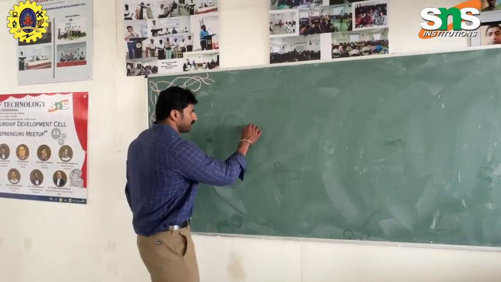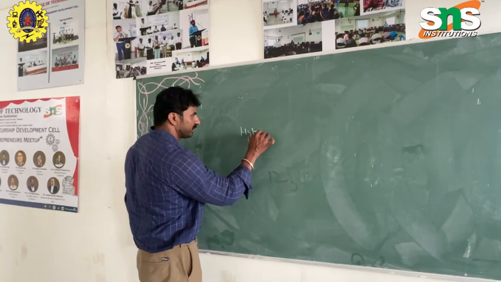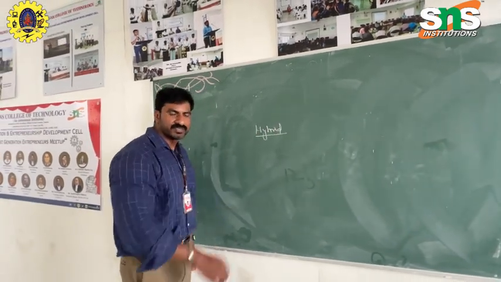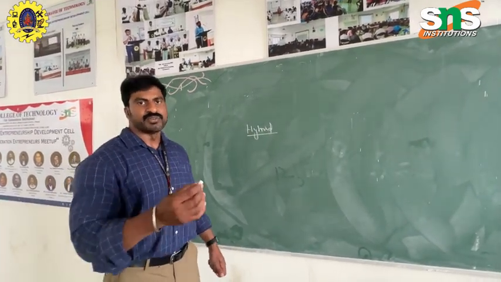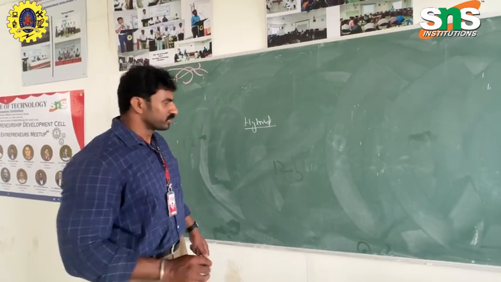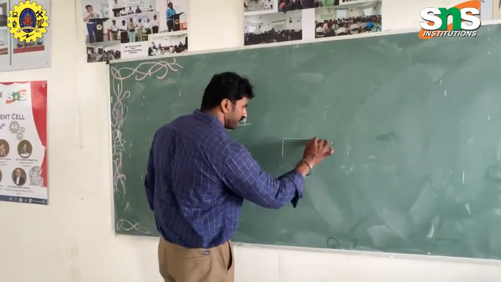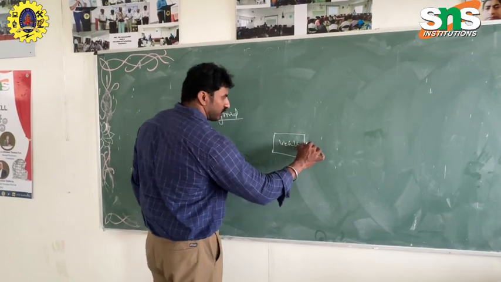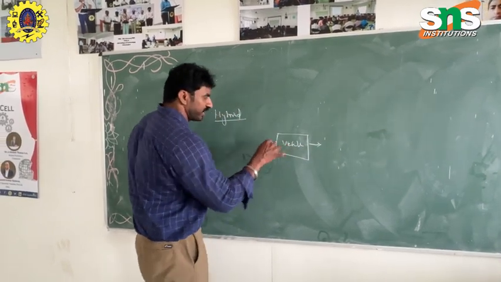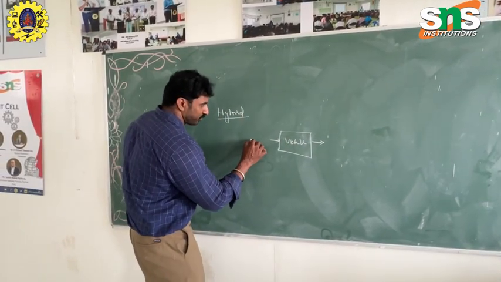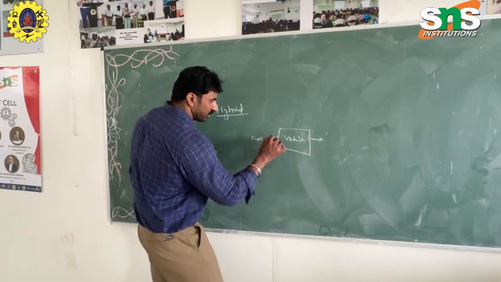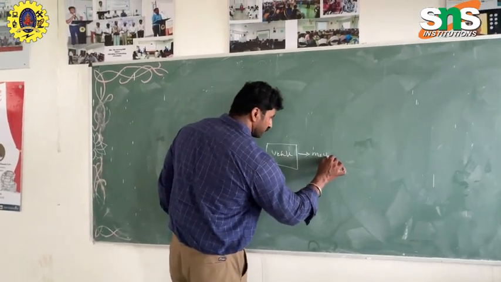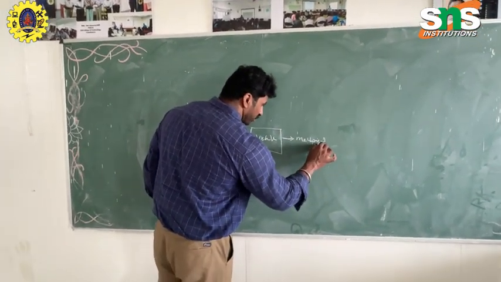So first, we are seeing about hybrid. The name itself says that hybrid means we are using two or more power sources. For example, we are considering one vehicle here. So what is meant by vehicle? For a vehicle, we need to give some kind of force or fuel, and the output will be a mechanical output.